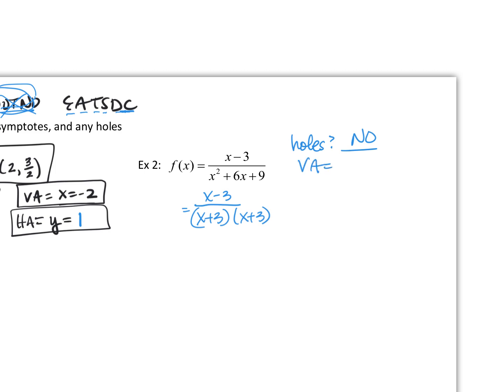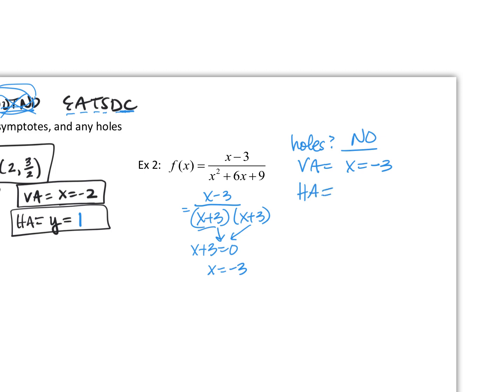Vertical asymptote is going to be x equals something. Where do I look for that? The denominator. So I'm going to take x plus 3, set it equal to 0, and I have it both times, right? So x equals negative 3. It's the same vertical asymptote. You don't have to list them twice. It's fine.